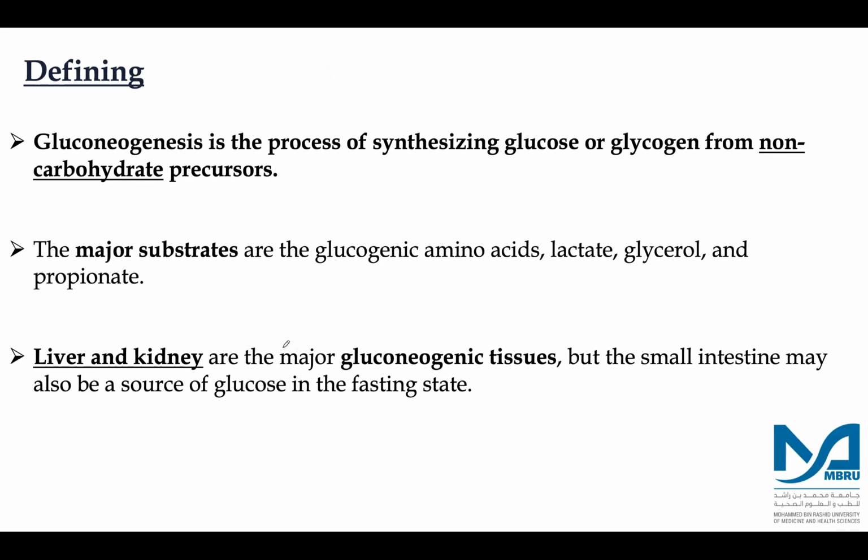So let us start by first defining gluconeogenesis. As the term implies, gluconeogenesis is the process of synthesizing glucose or glycogen from non-carbohydrate precursors. That means it has to be a precursor molecule that is non-carbohydrate. So do not get confused if somebody asks you if the process of synthesis of glucose from glycogen is gluconeogenesis. The answer is no, because the process of synthesis of glucose from glycogen is known as glycogenolysis, and moreover, glycogen is not a non-carbohydrate precursor. So you have to have a non-carbohydrate precursor in order to initiate the process of gluconeogenesis.